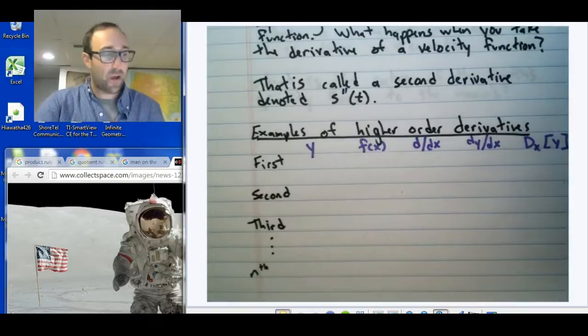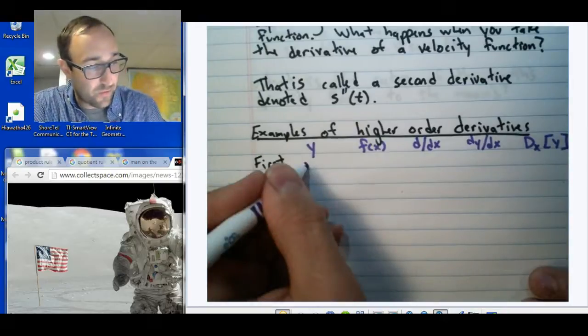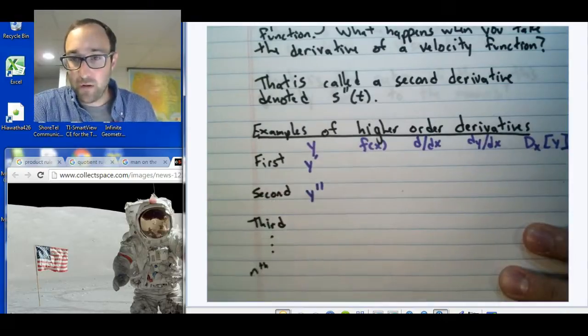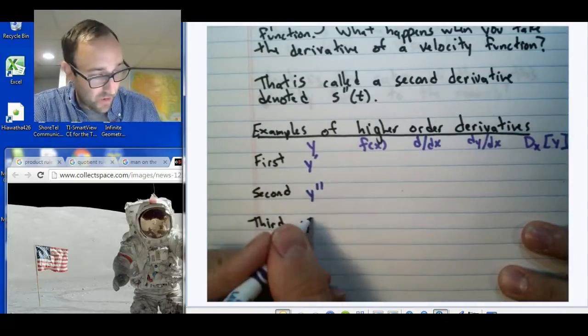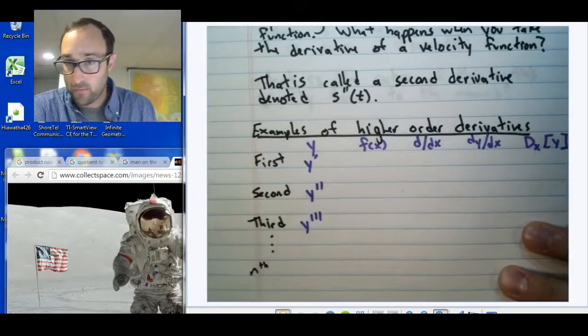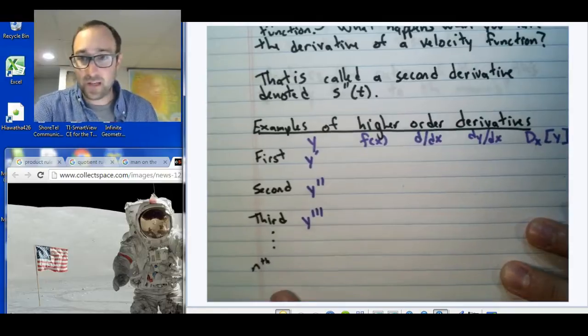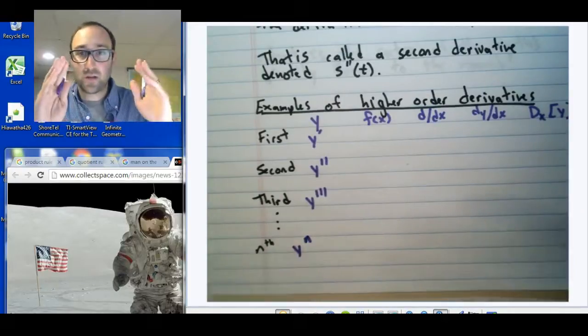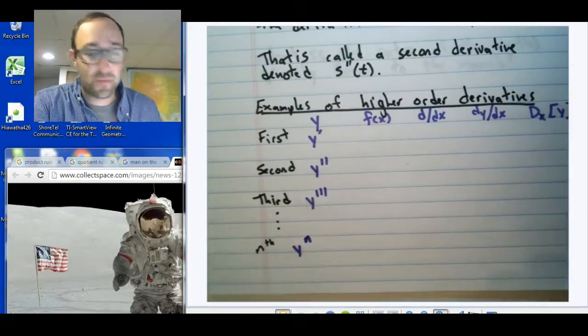and so on. So let's say our original function is y. First derivative you know is y prime. Second derivative, y double prime. Third derivative, y triple prime. And if we say it's an nth derivative, we can keep on going for a long time. We can say this is y to the nth.